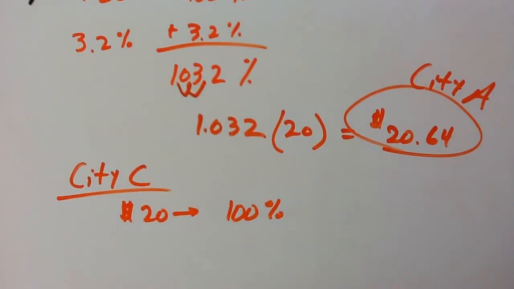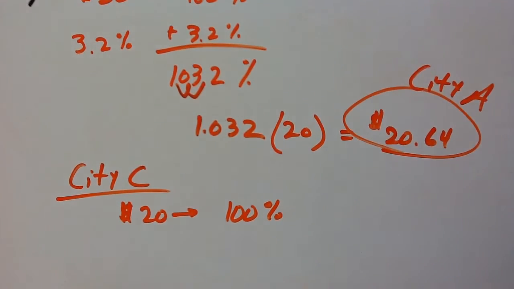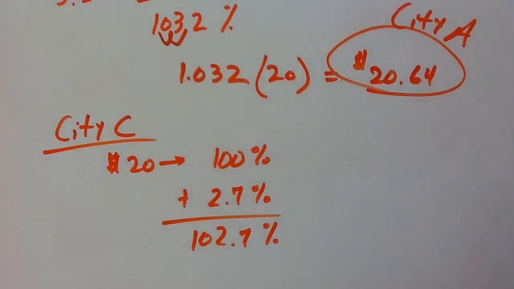All of the cost is $20. But you're also paying sales tax. And in City C, the sales tax is, it tells me, 2.7%. So what is 100% plus 2.7%? Well, that is 102.7%. So you're paying 102.7% of the total cost.